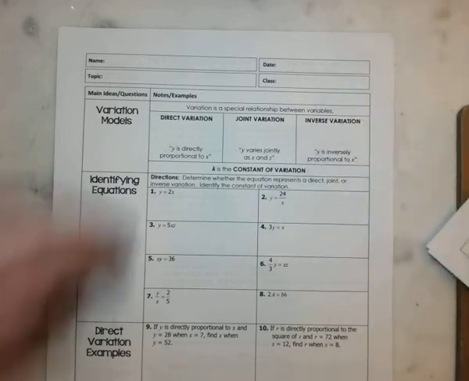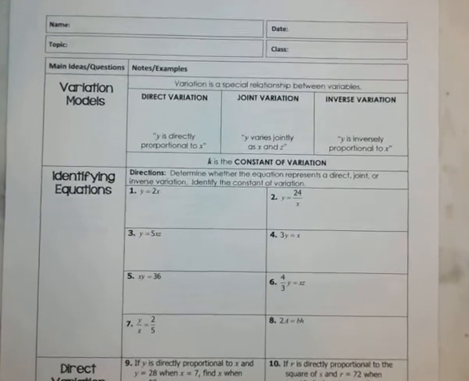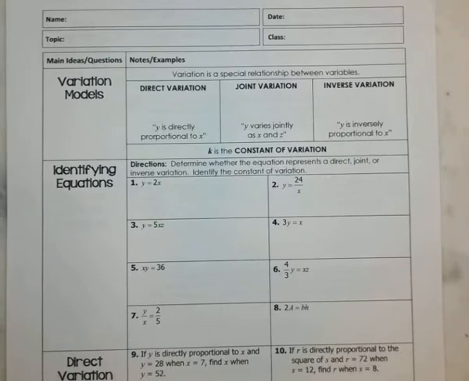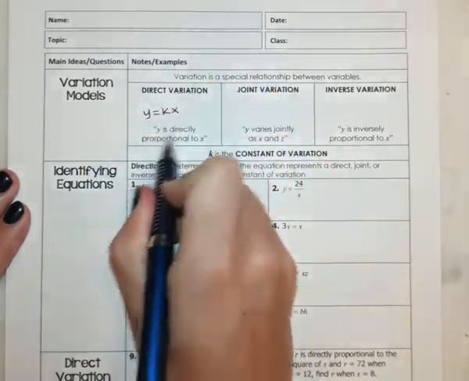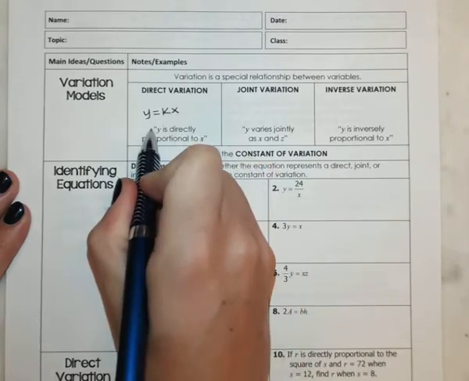Today we are looking at three types of word problems. The first one is called direct, and your equation is y equals k times x. Y is directly proportional to x.